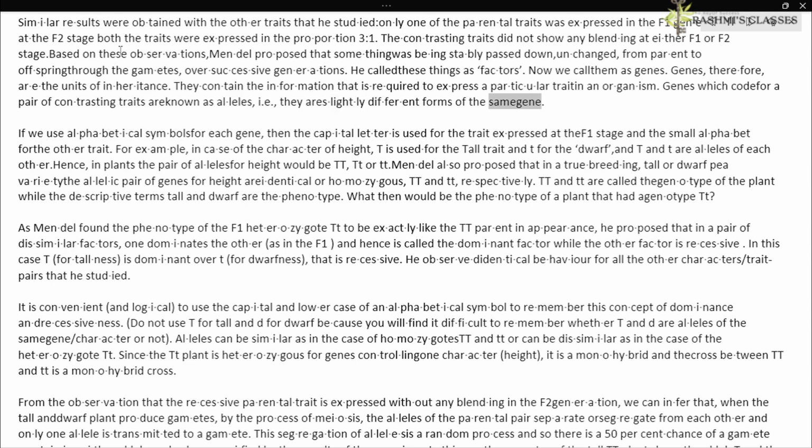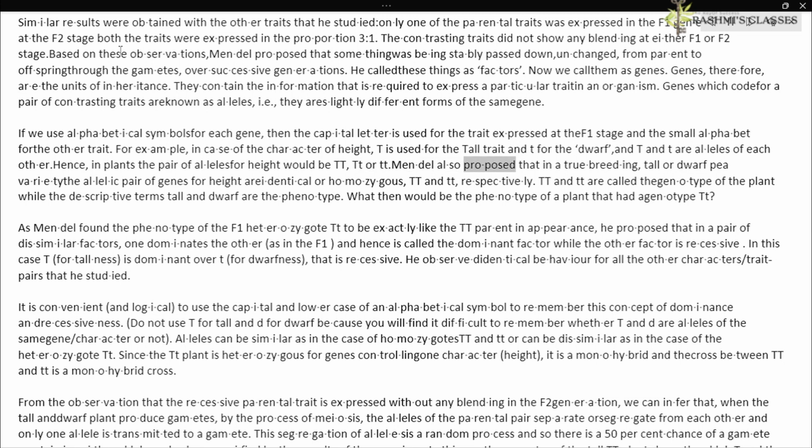the same gene. If we use an alphabetical symbol for each gene, then the capital letter is used for the trait expressed at the F1 stage and the small alphabet for the other trait. For example, in case of the character of height, T is used for the tall trait and t for the dwarf, and T and t are alleles of each other. Hence, in plants the pair of alleles for height would be TT, Tt, or tt.